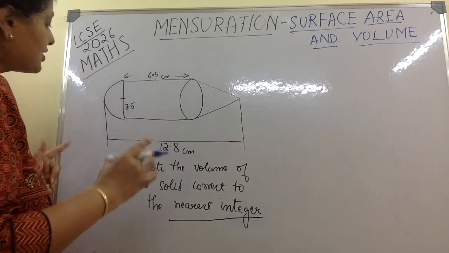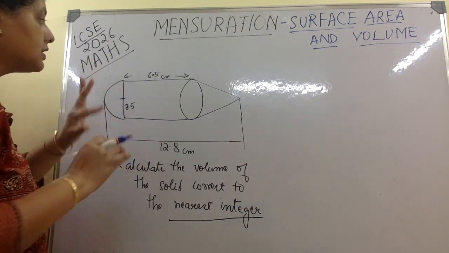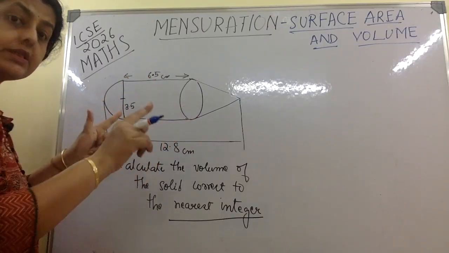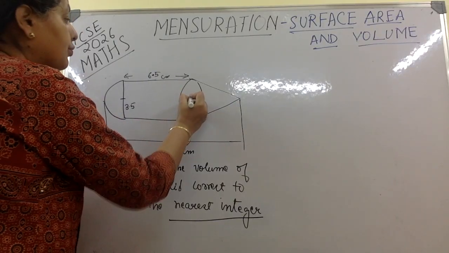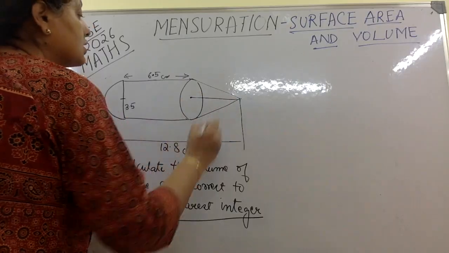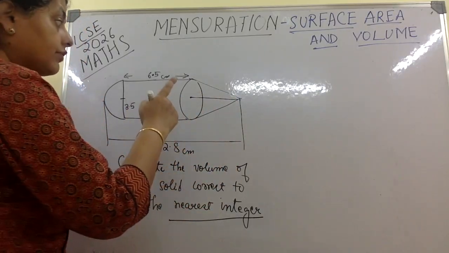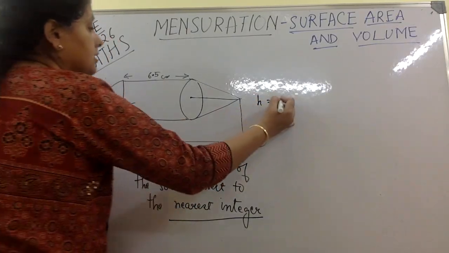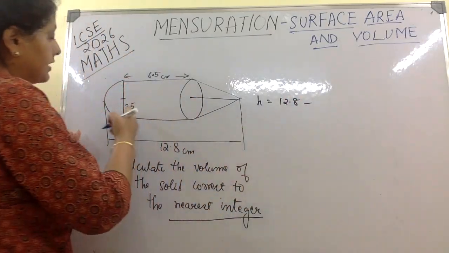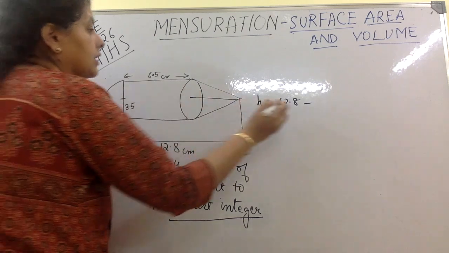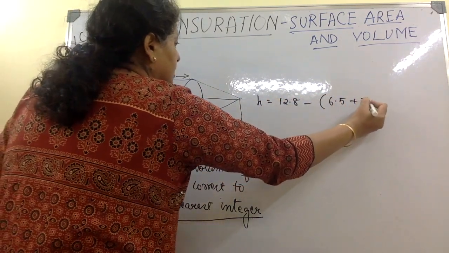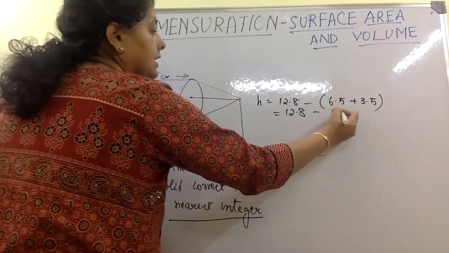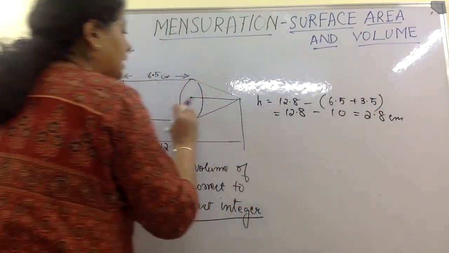So here what is not given? All we need for this hemisphere is the radius, which is given. We need the height and the radius, everything is there. We can see that the sphere and the cone have the same radius. Now what is the height of this cone? That is not given, we'll have to find that. So the height of the cone is 12.8 minus 6.5 and 3.5. So 6.5 plus 3.5, which is 10, we will subtract from 12.8. 12.8 minus 10 is 2.8 centimeters, the height of the cone.